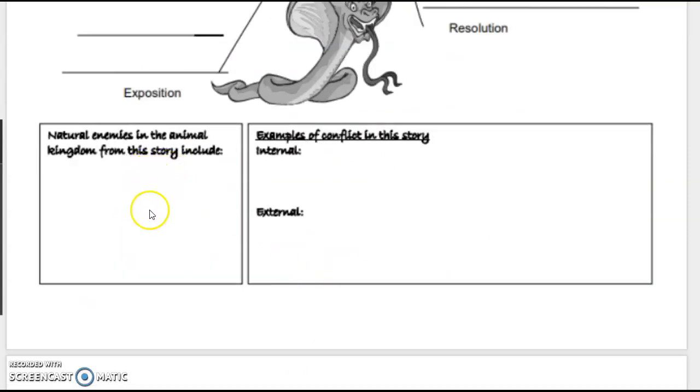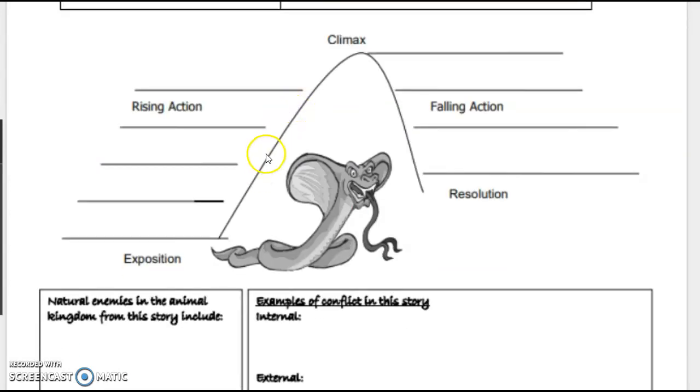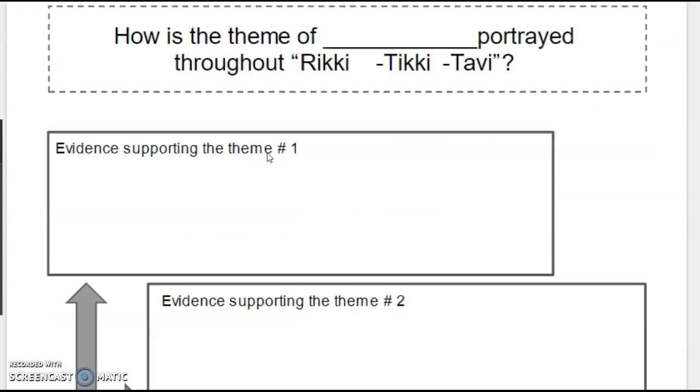Then we did a little bit of conflict. Who are natural enemies in the animal kingdom from this story? We know who is born to be enemies in the story. The cobra and the mongoose. That's why they fight. Okay? Then I had you look for an example of internal and external conflict in the story. Not only name it, but also put a quote from the story in so that I understand that you know exactly what that conflict is. Okay? So that's page 2. It really didn't take that long for us.